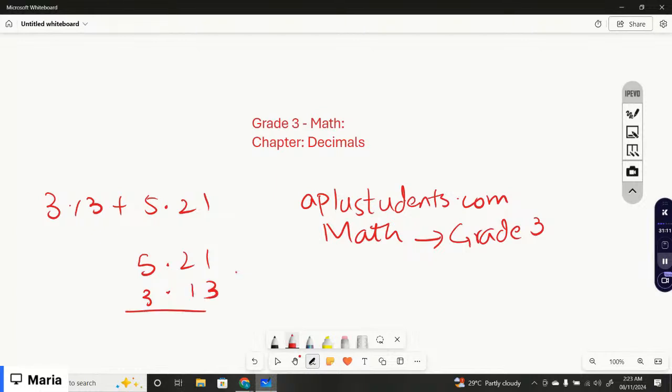3.13 like this, right? The numbers are aligned on the decimal point. So start with the hundredths digit: 3 plus 1 is 4, 2 plus 1 is 3, and 5 plus 3 is 8. So 8.34, right? That is the way you add. Got it?